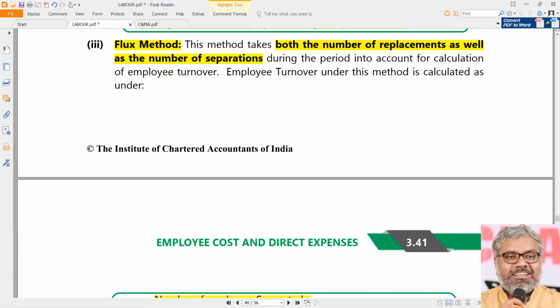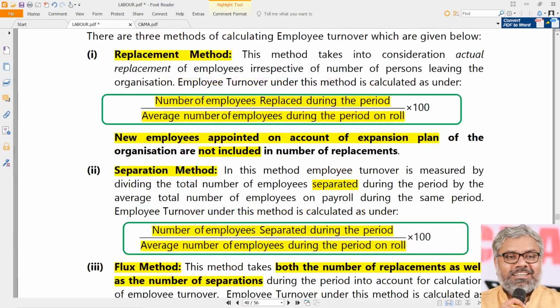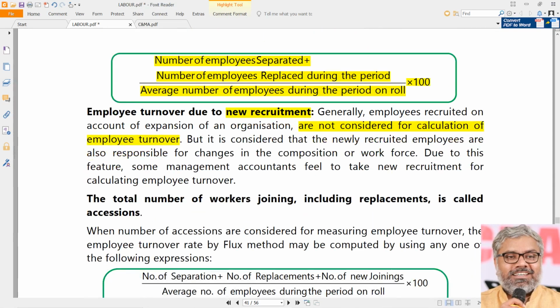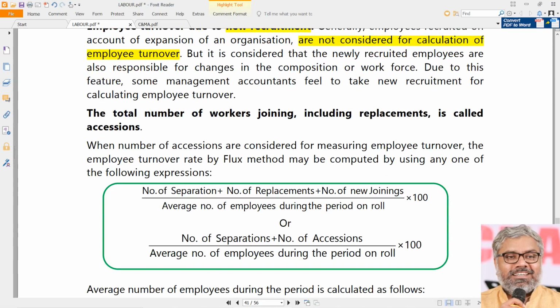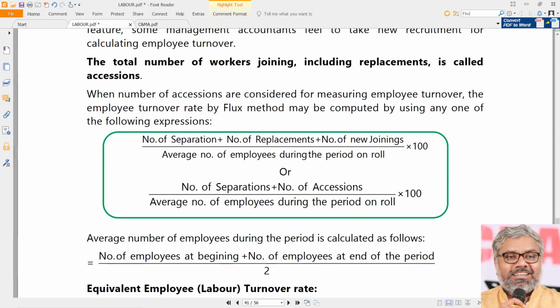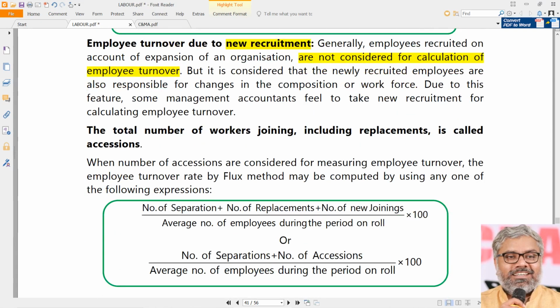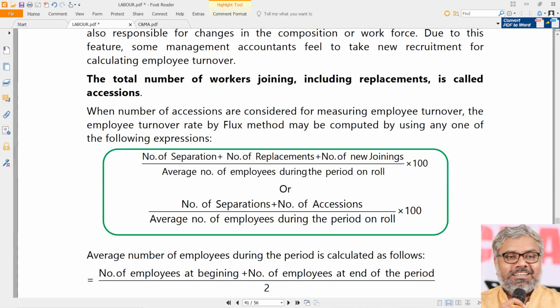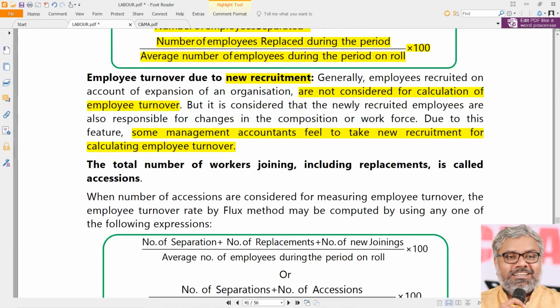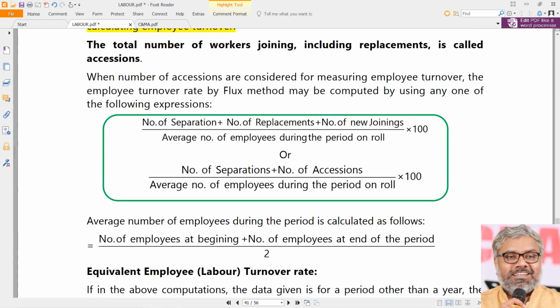Of course, separation method has nothing to do with that, because separation method is about people going out. Replacement method is about people coming in. Flux method is about both kinds of people. So that is why we don't consider new recruitment generally. But particularly if it is asked to be included, there is nothing wrong in considering it also. Some people feel that it is better to take new recruitment also for calculation of employee turnover. Yes, but if nothing is given, we don't consider it. If it is clearly asked to consider that also, then yes, we will consider it.